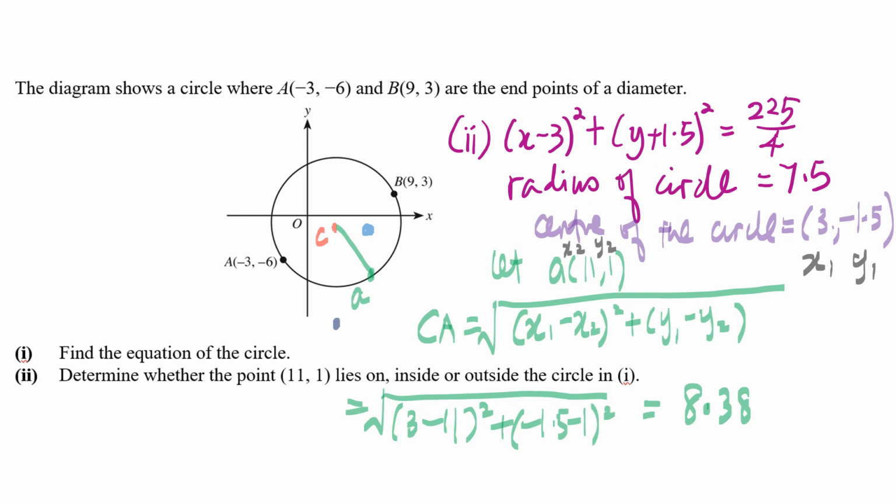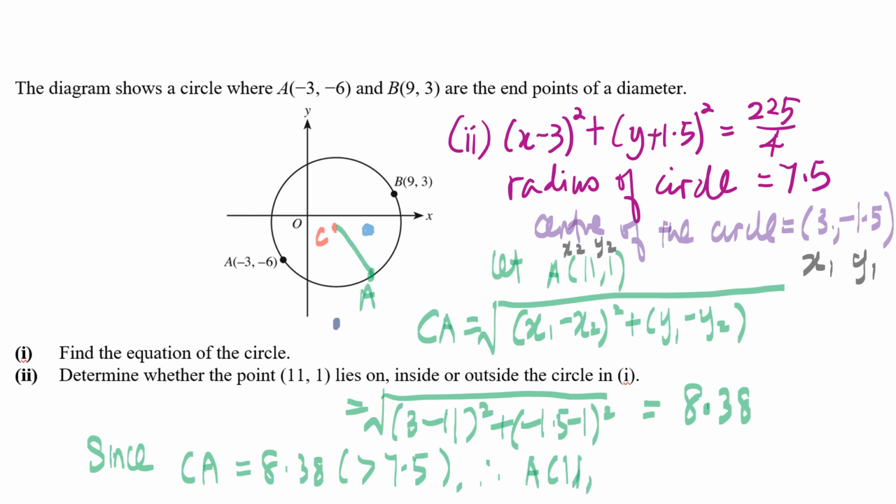Okay, so we need to explain it. So how do you explain it? So we say that since CA, oh, let this be capital A, better. Okay, we need to be consistent. So since CA is equal to 8.38, which is more than 7.5, right? 7.5 means the radius of the circle, therefore this point lies outside the circle.